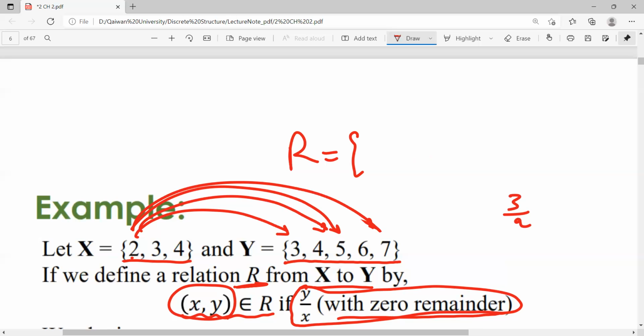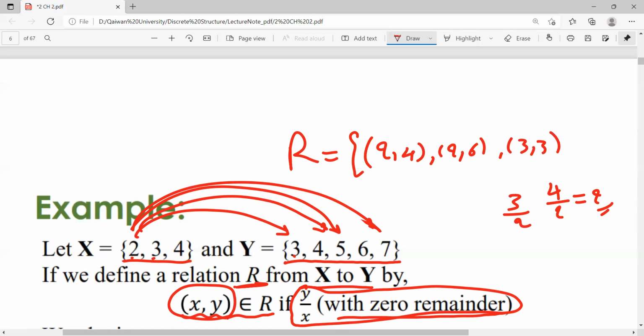How about 2 and 4? Can we divide 4 by 2? Yes, it's 2 with 0 remainder, so it's in the relation. How about 2 and 5? No. 2 and 6? Yes, because we can divide 6 by 2 and we get 3. So 2 and 6. How about 2 and 7? No. Then for 3, 3 and 3. Yes, we can divide 3 by 3, it is 1. So we have 3 and 3.